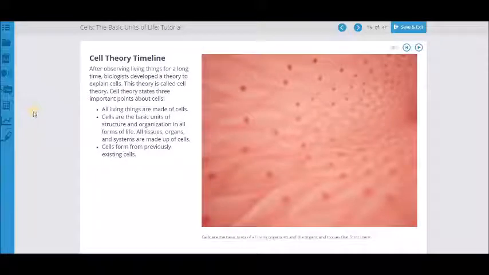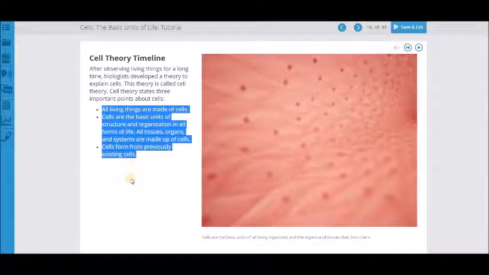Page 14 was another question, please do it. Page 15 is called the cell theory timeline. The first thing it talks about are all of the parts of the cell theory. This is important. You must know this.